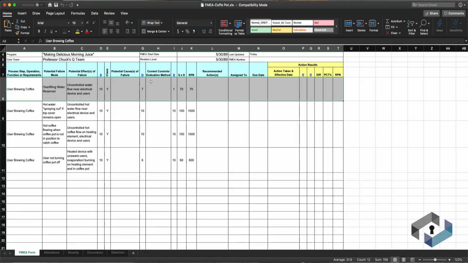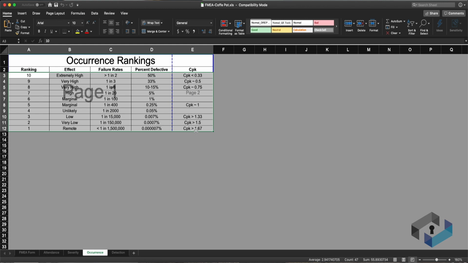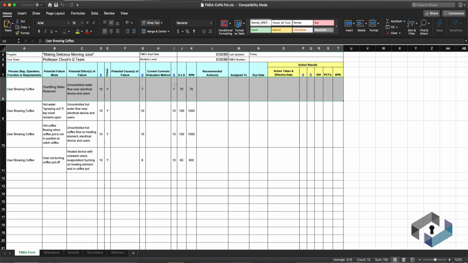Next, we have occurrence. Here I chose a 7, right? In terms of overfilling that reservoir, maybe it doesn't happen every time. This is really dependent on the user. And in this case, it could happen, it may not happen. So I put this in place as user driven, so I didn't give it a 10, that it's going to happen all the time. I also didn't say it's never going to happen, or very rare that it's going to happen. So I put it kind of in the middle here. That was my logic.